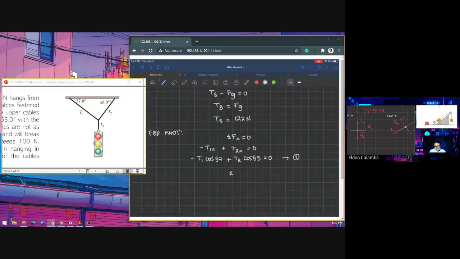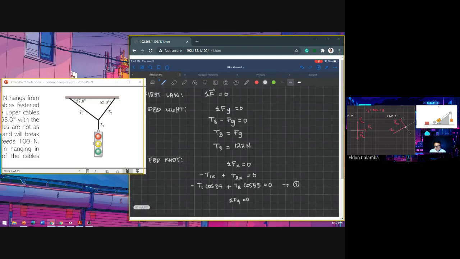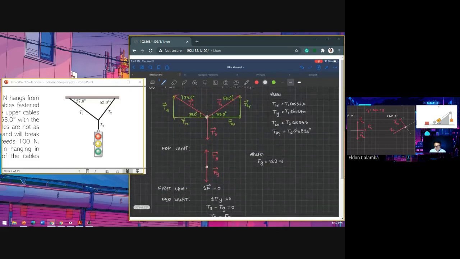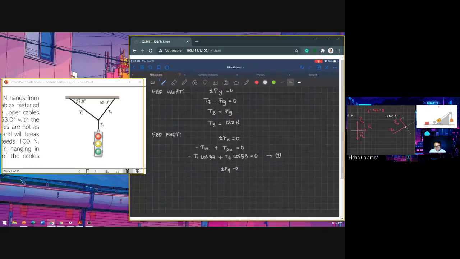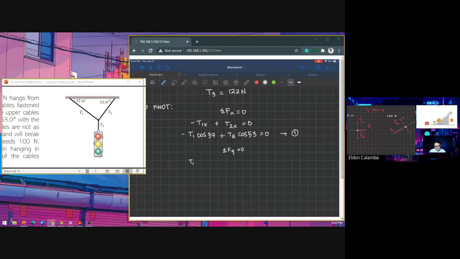Let's take advantage of the Y component equal to 0. Summation of forces in Y equal to 0. You have T1Y and T2Y going up, and then T3 going down. So you have T1Y plus T2Y minus T3 equal to 0. So you have T1 sine 37 plus T2 sine 53 minus T3 equal to 0.